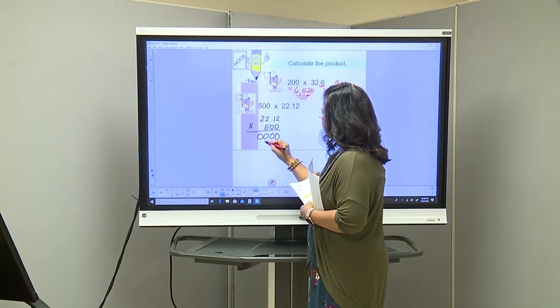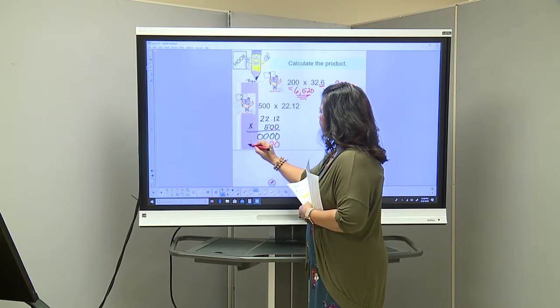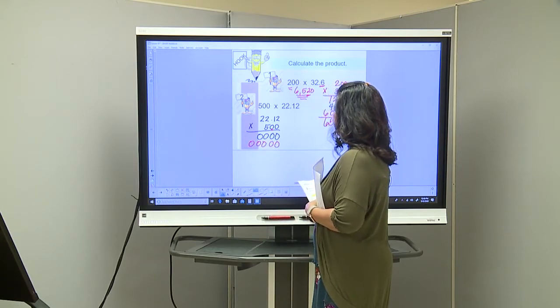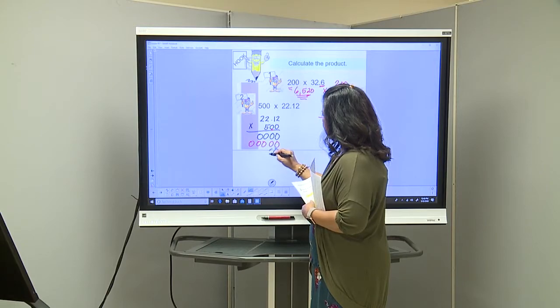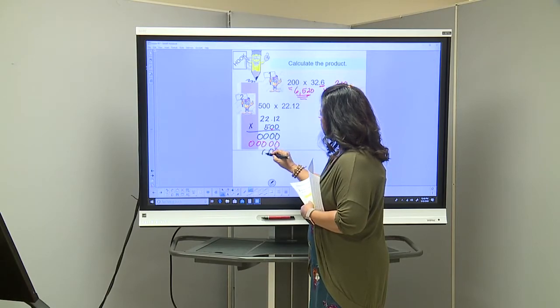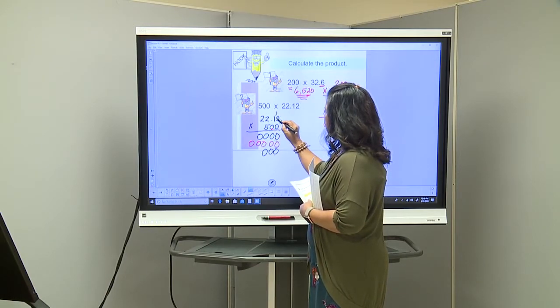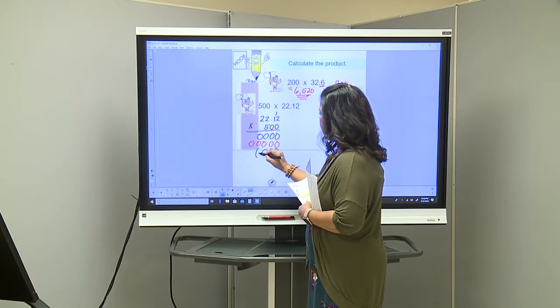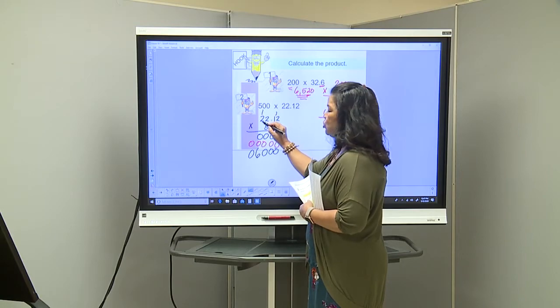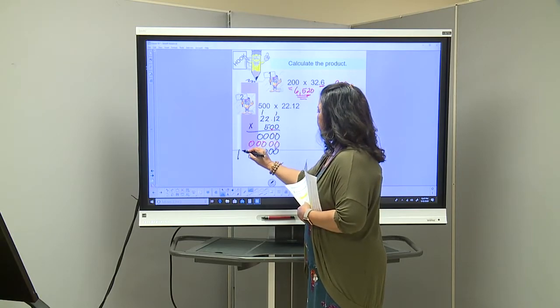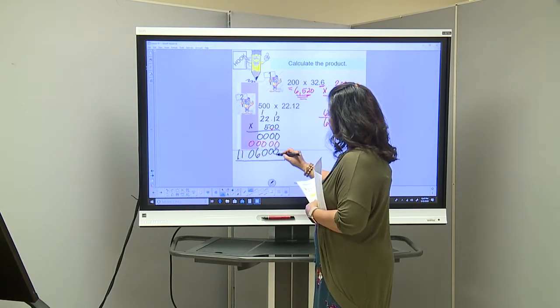So everything again is 0, 0, 0. Placeholder again. 0, 0. 5 times 2 is 10. 5 times 1 is 5 plus 1 is 6. 5 times 2 is 10. 5 times 2 is 10 plus 1 is 11. Okay. And then you add.